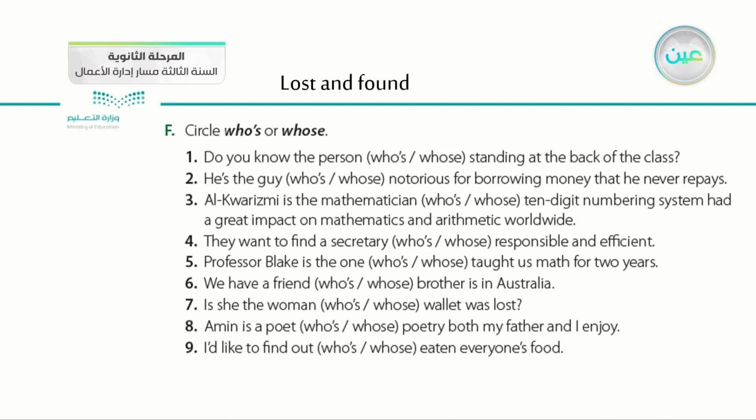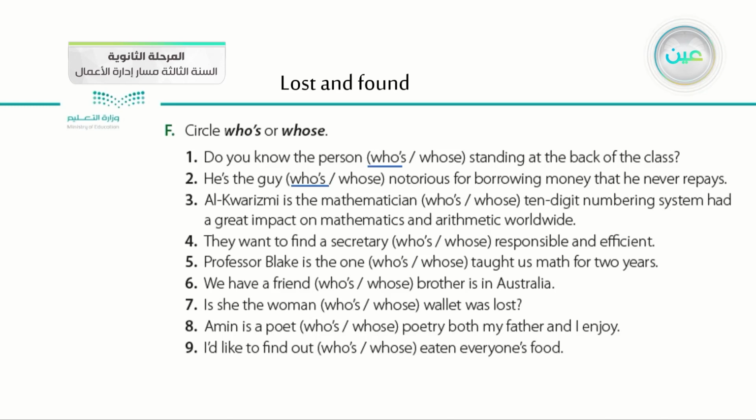Do you know the person who's standing at the back of the class? What do you think, guys? Is it this one or this one? Let's see together. Of course, it's this one. So this one is who is. Here we have an apostrophe, and this s belongs to the verb is. He is the guy who's notorious for borrowing money that he never repays. So here we have this one.